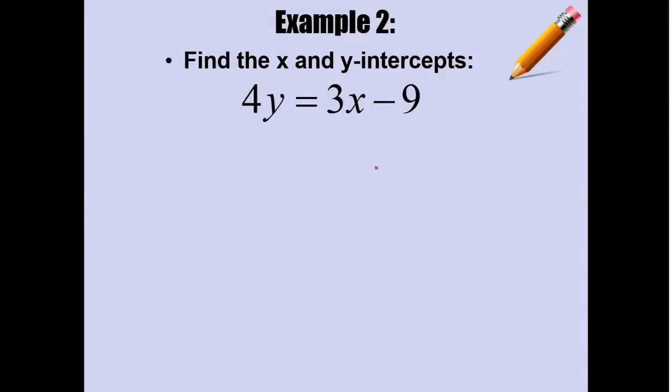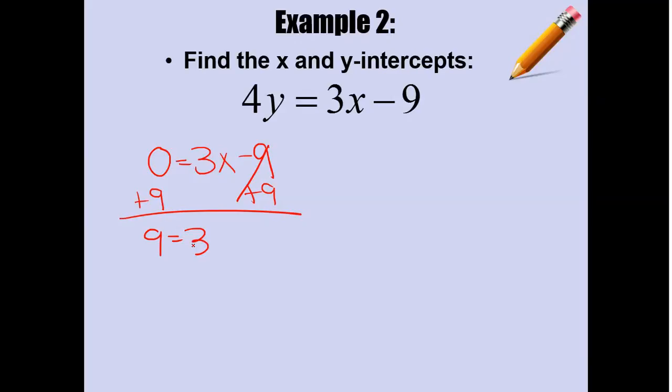Here's the easiest way to find what the x and y-intercepts are. If you're looking for the x-intercept, you can forget about whatever's with y and just make it 0. So that would be 0 equals 3x minus 9, right? Well, let's solve for x. So I'm going to add 9 to both sides. So I get 9 equals 3x, divide by 3. So I get 3 equals x, or my ordered pair of 3, 0.